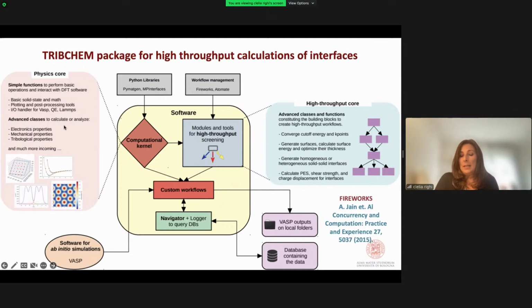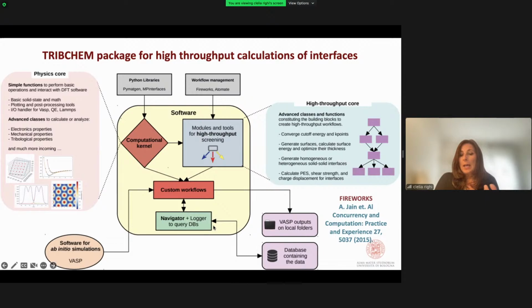Indeed, the surface and the interface are automatically calculated, as well as the tribological and the electronic properties that I described before. There is a high-throughput unit that is based on the Fireworks library that allows to create, manipulate, and execute complex workflows. And finally, there is a navigator that manages the interaction with the database. So the reading from open databases and storing the data, and this is a very delicate part of this machinery.